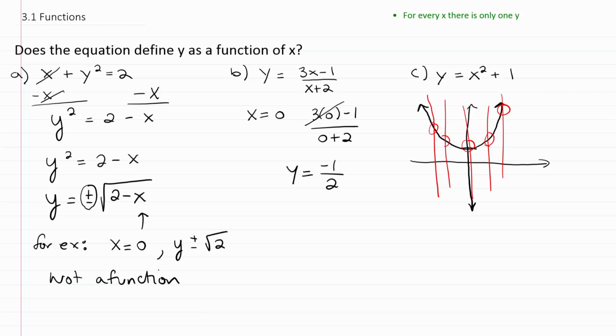But in this particular case, you can see that no line could possibly intersect this graph in 2 places. And as a result, the graph is the graph of a function. And since it's the graph of the equation above, it means example C is also a function.